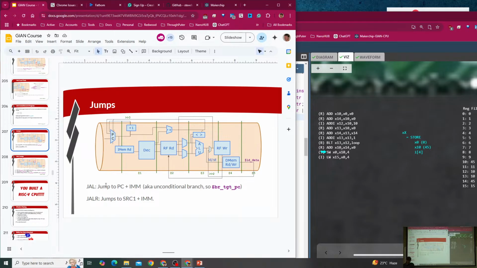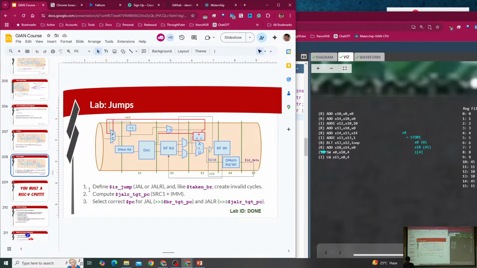Jump and link is relative to the PC, just like branches. Jump and link register is different from the branches in that the base address is given by a source register, source 1. Okay. So jump and link looks just like a branch except no condition, and jump and link register is going to be different. So the first thing we'll do is define this is a jump. To decode, are we a JAL or a JALR?